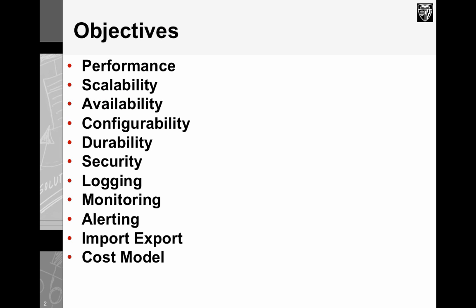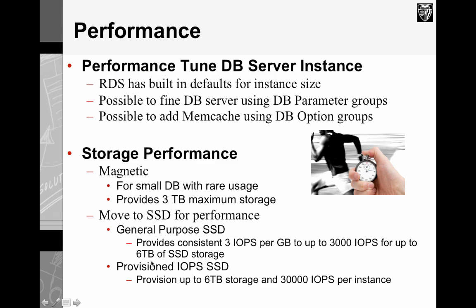As part of this section, we're going to look at the performance, scalability, availability, configurability, durability, security, logging, monitoring, alerting, import-export of data, and the cost model characteristics of our AWS RDS. Let's look at the performance of RDS.